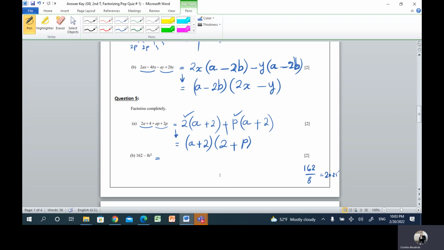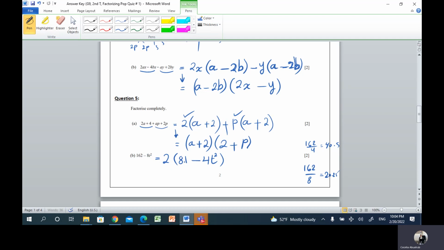Okay, 162 divided by 4. Does it work? No, because 162 divided by 4 will give us 40.5. But 162 divided by 2 will give us 81. So the 2 is going to come out, open a bracket, 81, because 2 times 81 will give us back the 162, minus 2 times 4t squared, which will give us back the 8t squared.